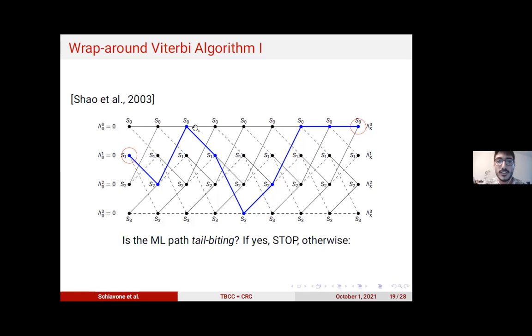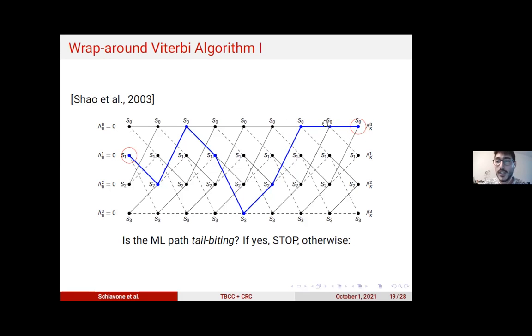So, for instance, this blue path here is not a tail-biting path in our trellis. A very simple idea to decode a tail-biting convolutional code, since the decoder doesn't know from which state the encoder started its encoding, is what follows. We simply run Viterbi. If the maximum likelihood path is tail-biting, we are happy, because that path corresponds also to a transmitted code word and a transmitted message.